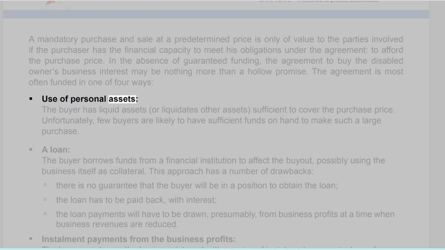Use of personal assets: the buyer has liquid assets, or liquidates other assets, sufficient to cover the purchase price. Unfortunately, few buyers are likely to have sufficient funds on hand to make such a large purchase. A loan: the buyer borrows funds from a financial institution to effect the buyout, possibly using the business itself as collateral. This approach has a number of drawbacks.